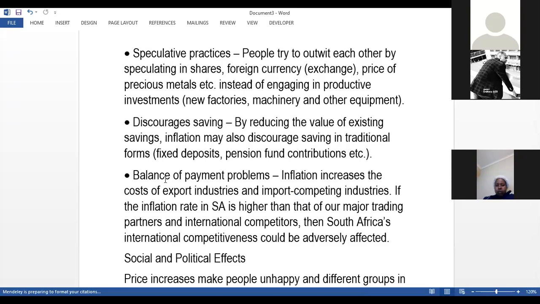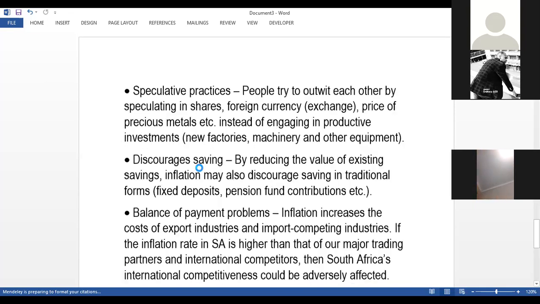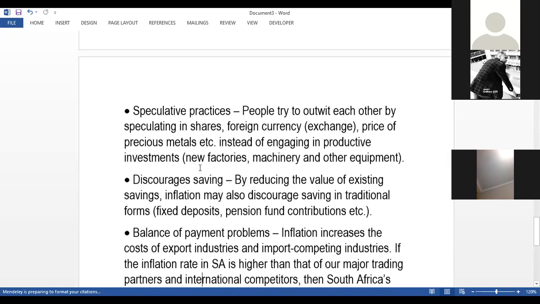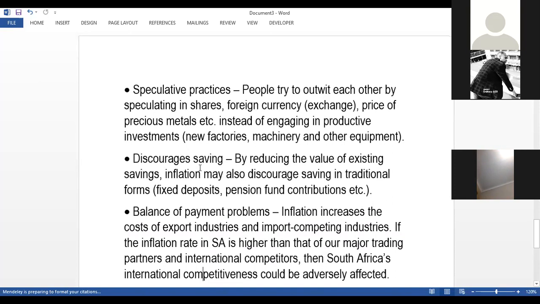And if the inflation rate in South Africa is higher than that of our major trading partners and international competitors, then the international competitiveness of the South African economy would be affected in such a way that we would be having more imports as compared to exports, because the price of the goods within the nation would be more expensive as compared to other economies. So basically, inflation affects all these aspects.